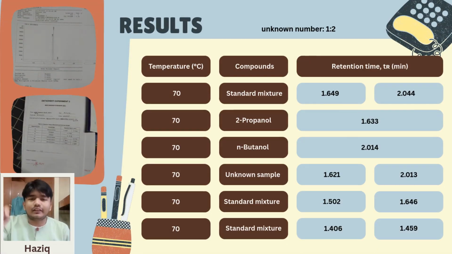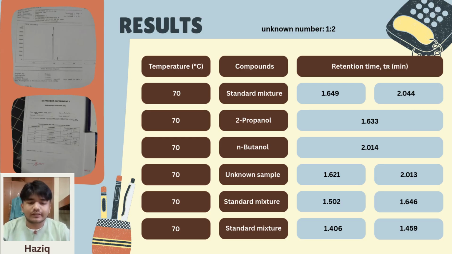So here are our results, the first one at the left. You can see the printed result that we gained from the GC machine. Then the table is our data sheet that shows that the temperature for each compound is 70 degrees Celsius, and the compounds that we use are the standard mixture, 2-propanol, N-butanol, and the unknown.